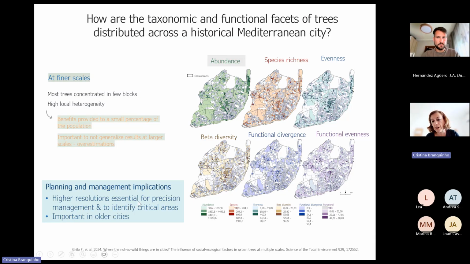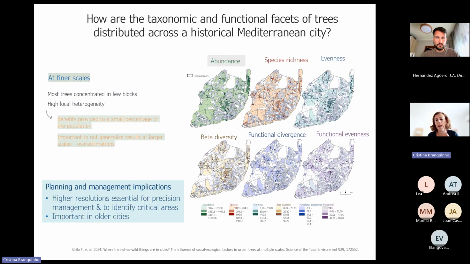In another way, it's very important to know that we need to make precision management in what relates to these ideas. So I think that getting this type of maps is important for the planners to understand where they can increase diversity, where they can put more trees, because not everybody has access to street trees in their areas.